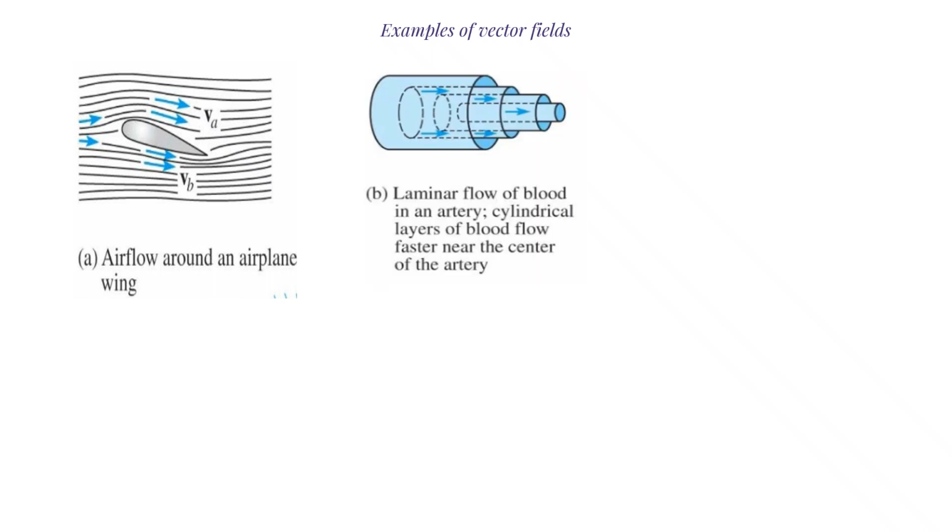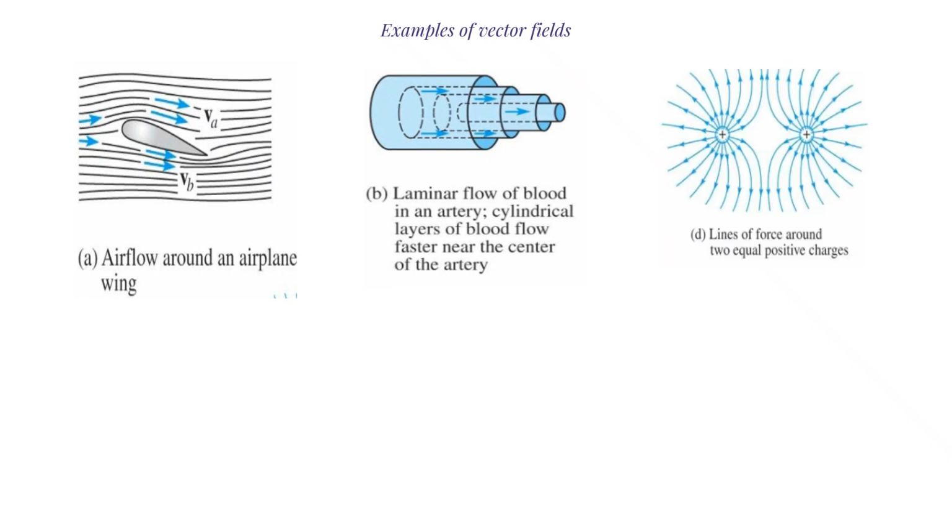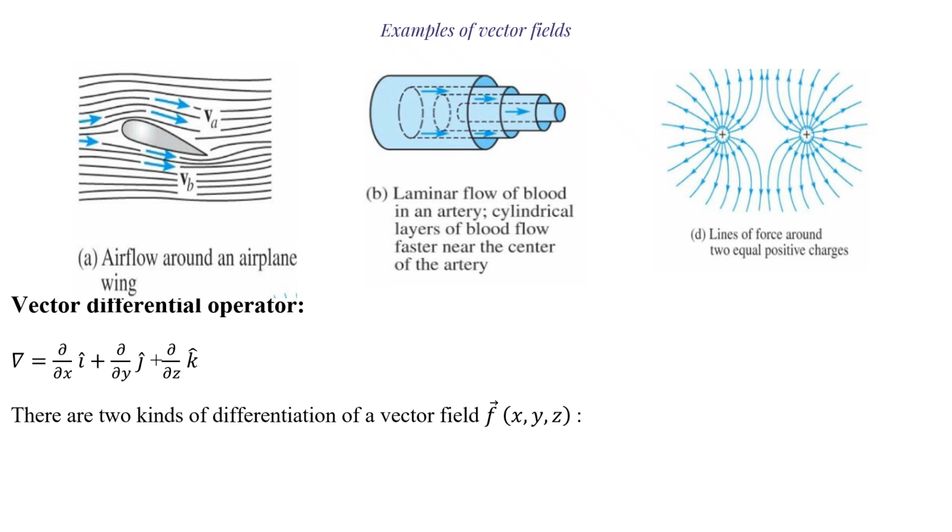A few examples of vector fields are airflow around an aeroplane wing, laminar flow of blood in an artery, lines of force around two equal positive charges. We also discuss the vector differential operator denoted by nabla or del, equal to ∂/∂x i plus ∂/∂y j plus ∂/∂z k. There are two kinds of differentiation of a vector field f. One is divergence and the other one is curl.